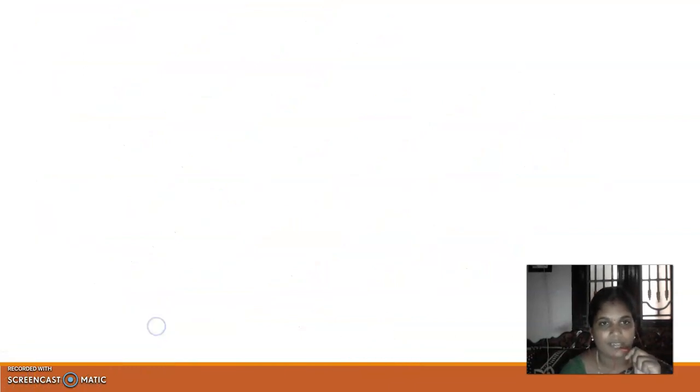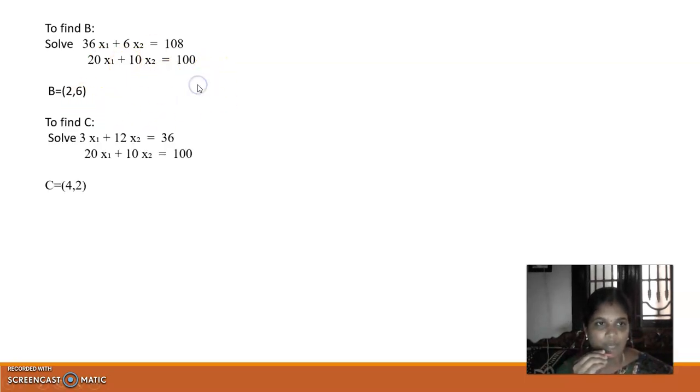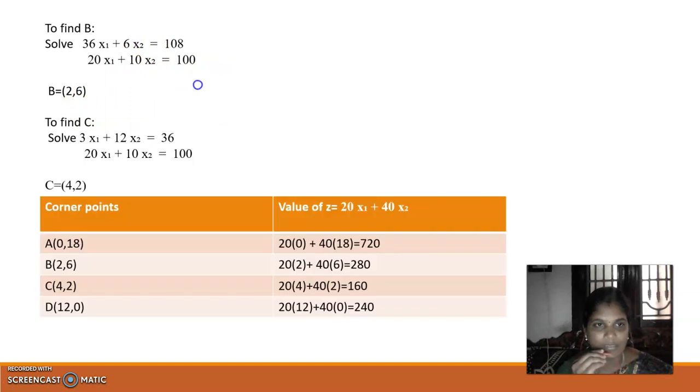Let's see it in the next step. How to find B? So it is the intersection of two constraints. So the two constraints intersect, and when we solve both of them, we will get the value of B. The same way we will get the value of C. So what are the corner points? A, B, C and D.